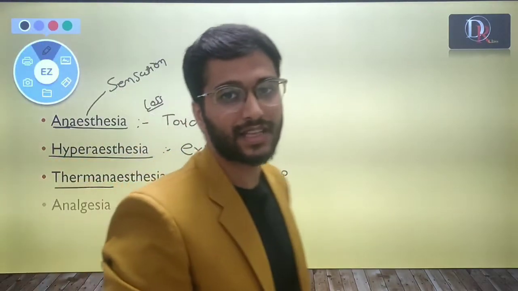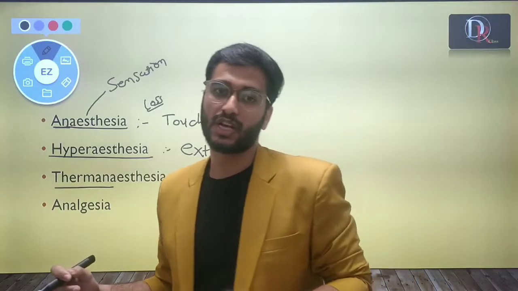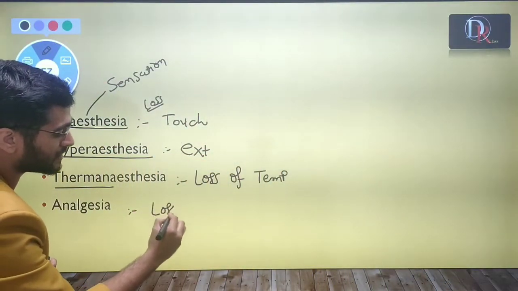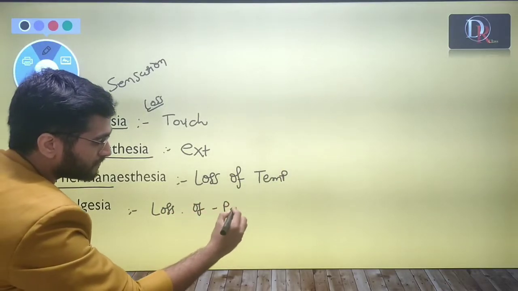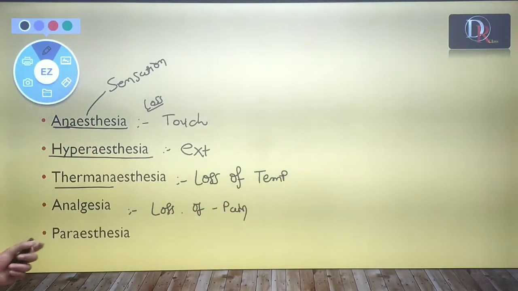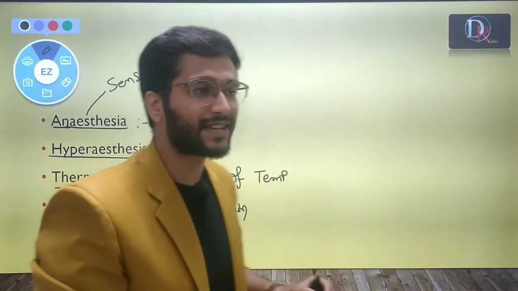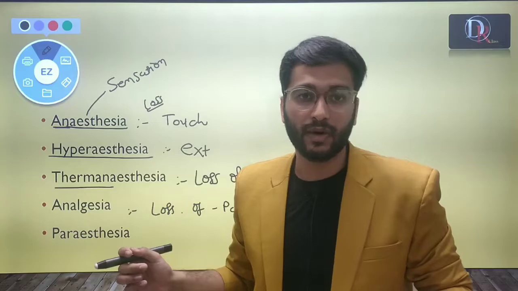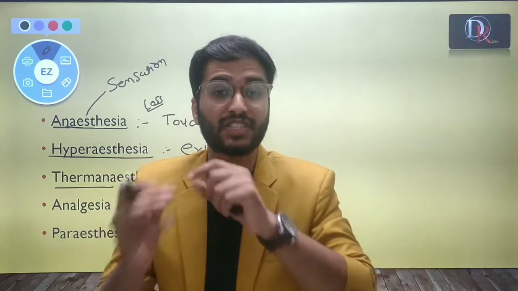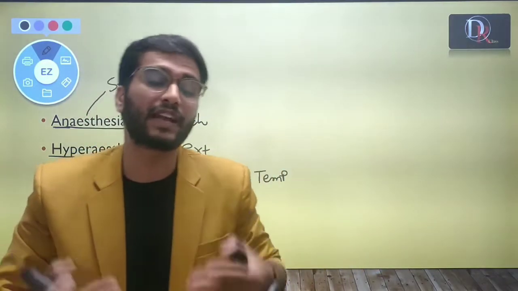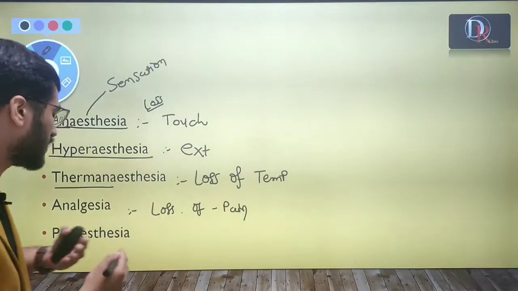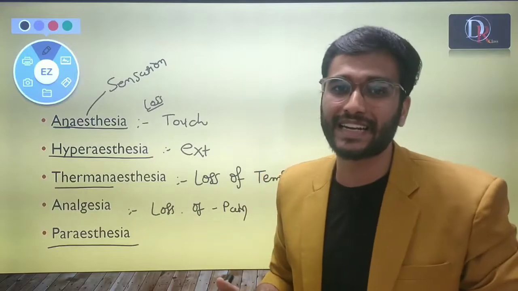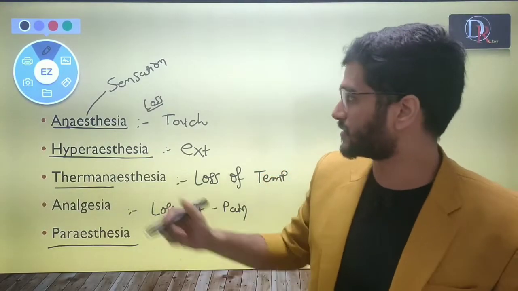The next thing is analgesia. So analgesia is the loss of pain sensation. Last but not the least, that is paresthesia. So paresthesia is actually the perverted sensation of feeling, right? The feeling of something which is not really existing. That kind of situation is known as paresthesia. So basically paresthesia is related with a deformity in the CNS.